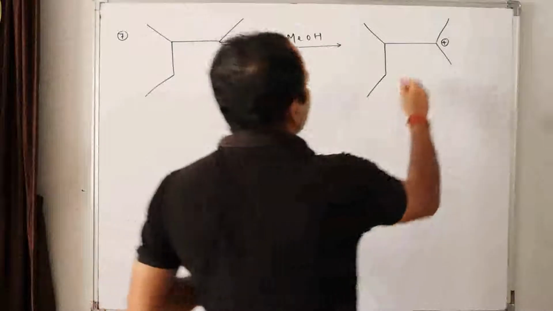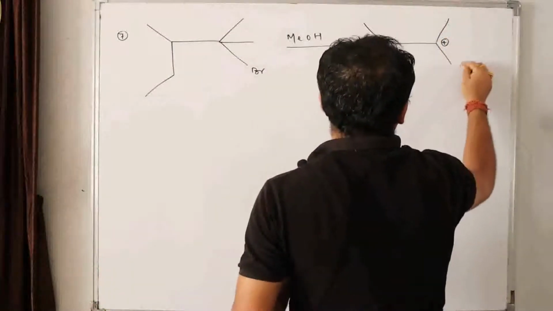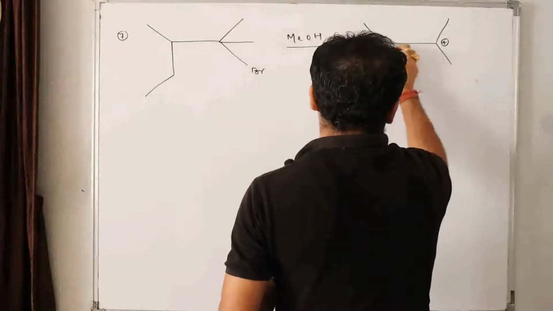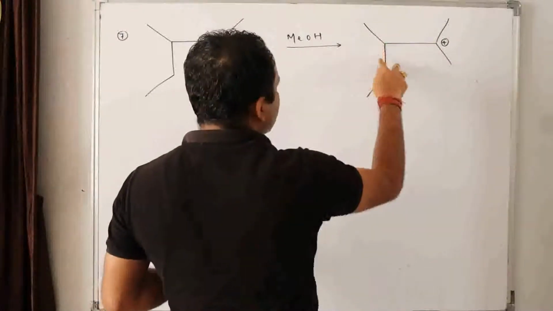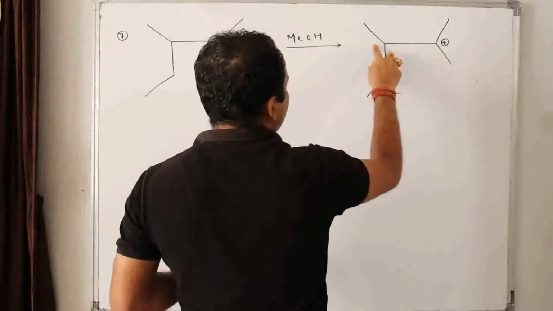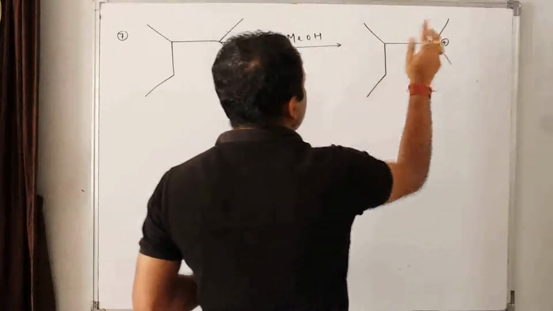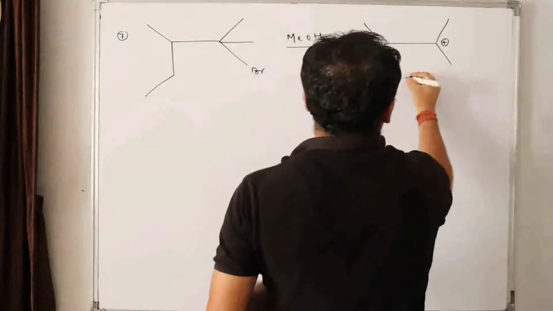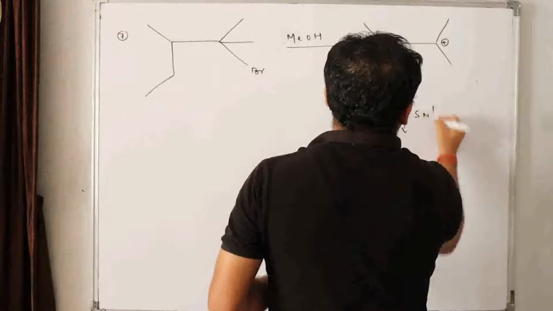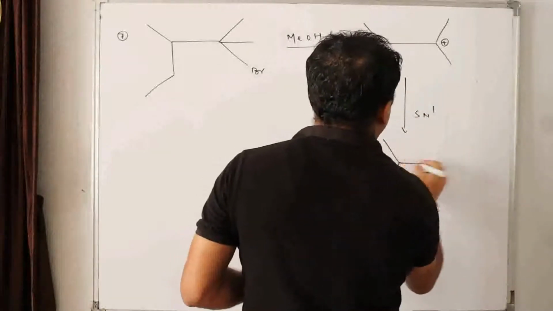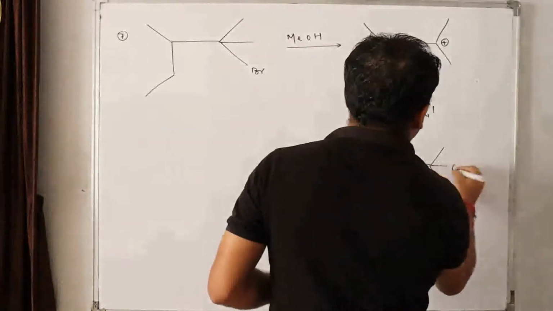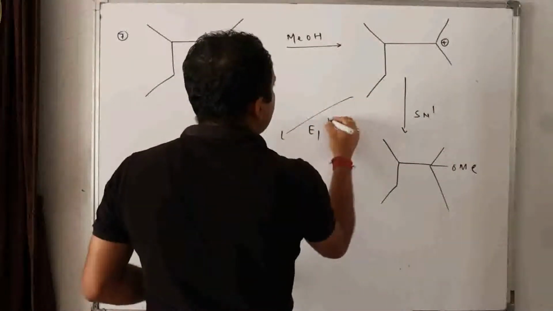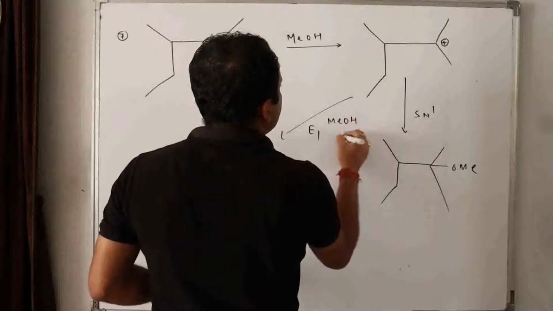Okay, here it is already having 3, 4, 5, 6 alpha hydrogens. Here 3, 3, 6. Here 1, 7 alpha hydrogens. Okay, if I shift hydrogen, this plus will come here. Now it will be 3, 4, 5, 6 alpha hydrogens. No, this is already a stable form. Now to this, SN1 gives OMe, and to this E1 with the help of MeOH heated.